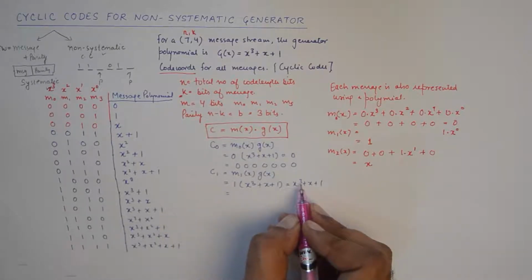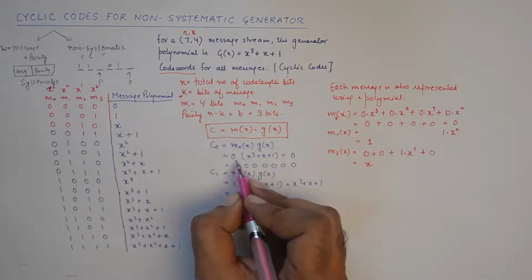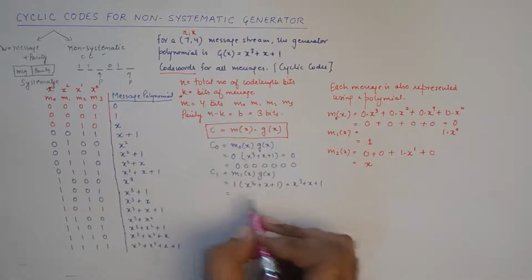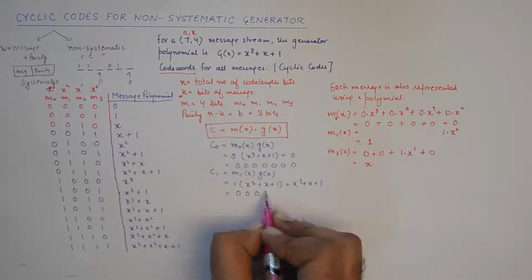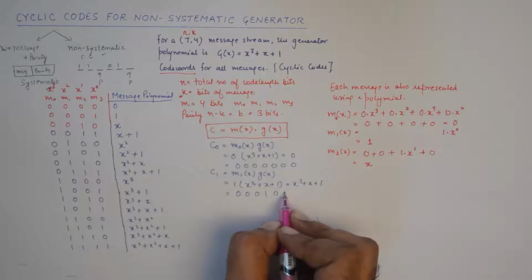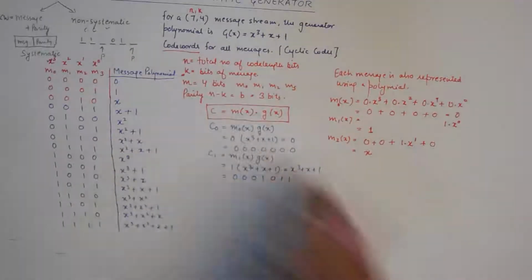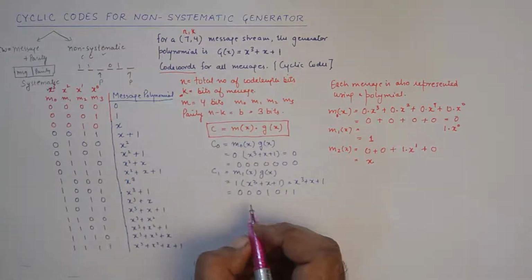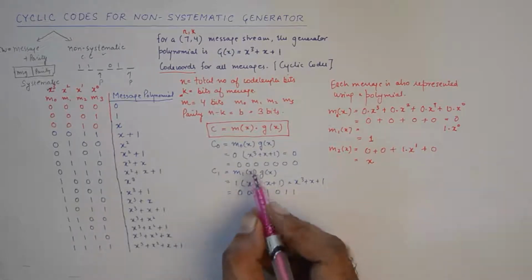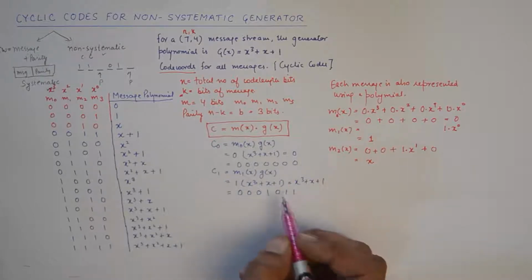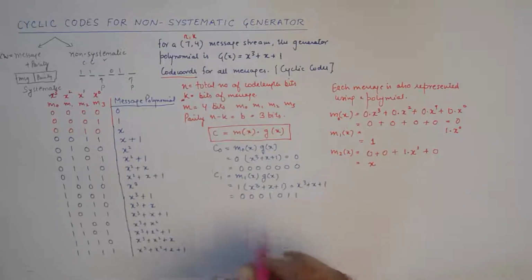Now this clearly states that we need to specify the powers up to x6. So 6 is missing, 5 is missing, 4 is missing, 3 is present, 2 is missing, 1 is present, and 0 is present. So this becomes the final code word, because the code word will be a 7-bit code word, and the 7th bit will be a representative of x raised to the power 6.